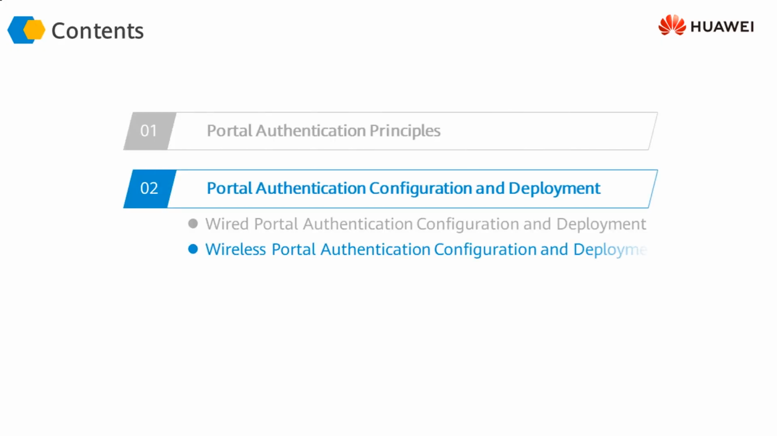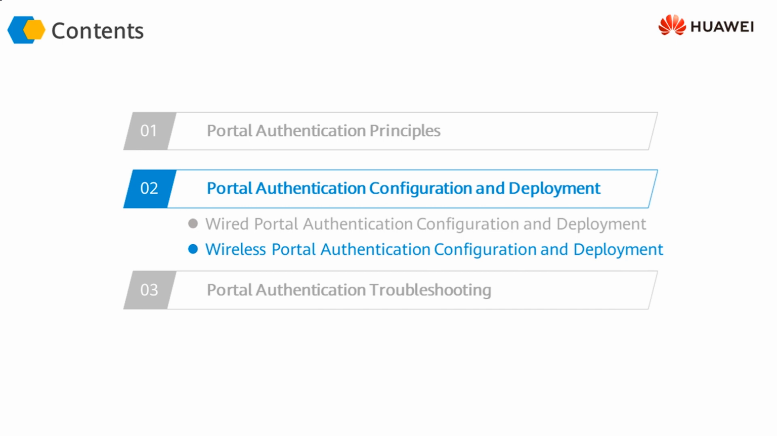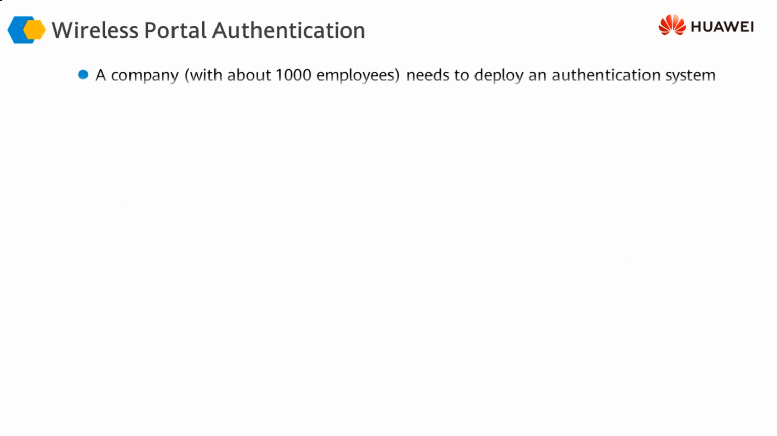Hi, in this video we are going to look at portal authentication using wireless access. This means that we have wireless devices which are connected to the network and they want to access the resources in the data center or go to the internet, and we want to have portal authentication enabled for those users. This is the typical scenario.